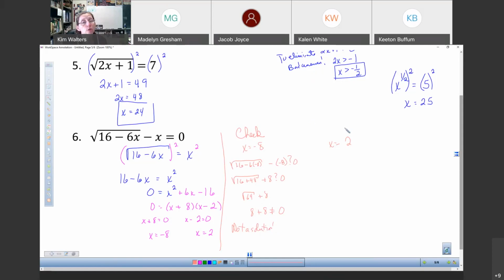Okay, so now I'm going to check 2. So I have the square root of 16 minus 6 times 2 minus 2. And is this equal to 0? So now I'm going to have 16 minus 12 minus 2, the square root of 4 minus 2. Square root of 4 is 2, and 2 minus 2 is indeed 0. So x is equal to 2 is the only solution. Okay?